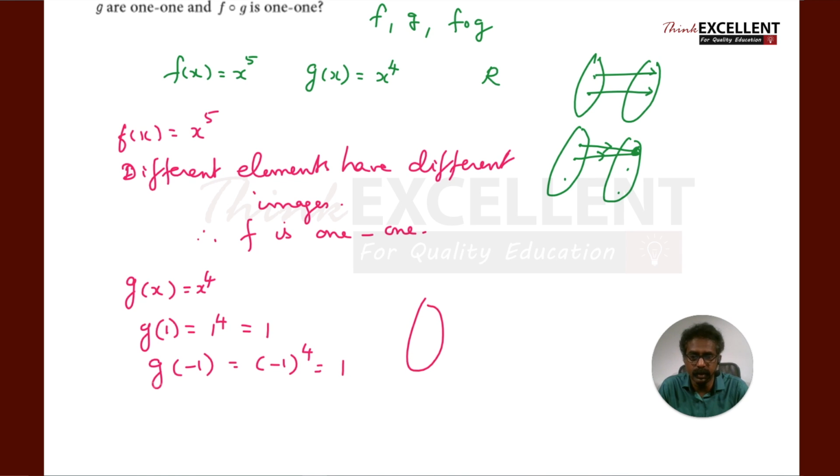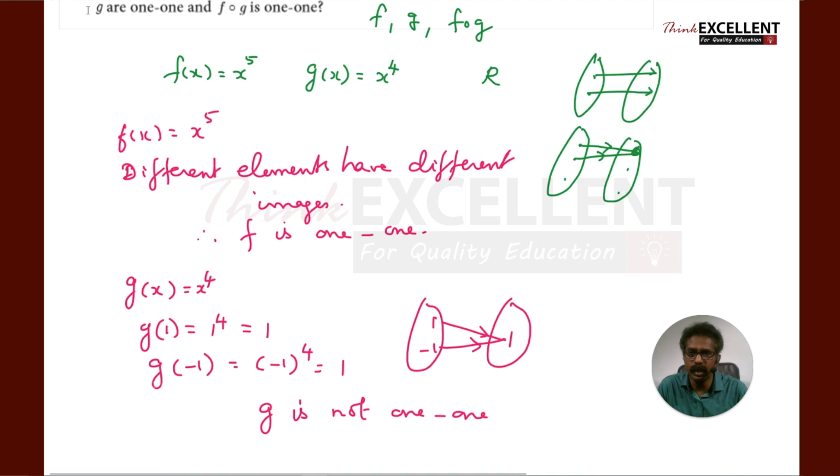What's the meaning of that? Here 1 is here, minus 1 is here. In the answer place, 1 is related to 1, and minus 1 is also related to 1. So different elements have the same image. So it is not 1 to 1, right? So g is not 1 to 1. So two things we checked: whether f is 1 to 1 or not. f is 1 to 1 only. But g we checked, right? So we got f is 1 to 1, but g is not 1 to 1.